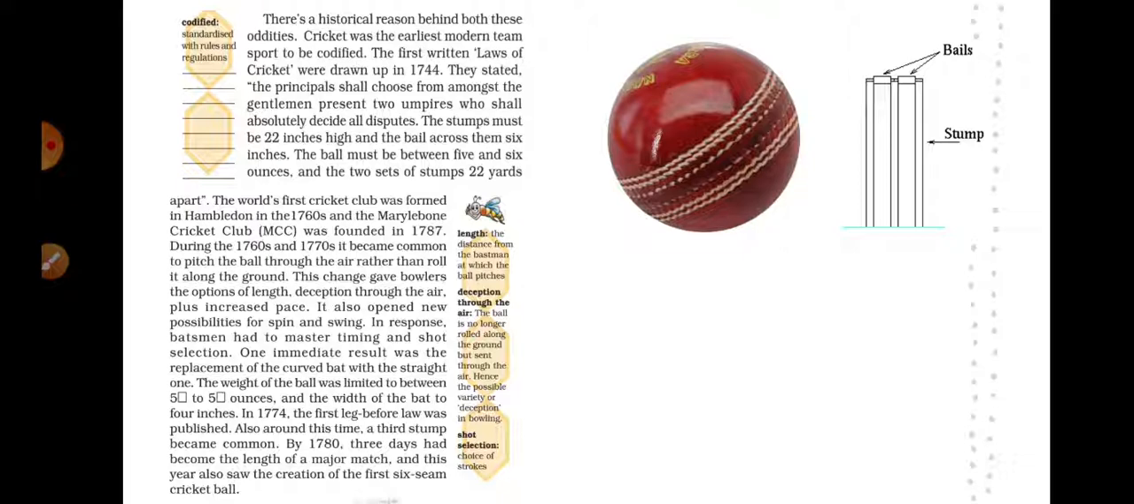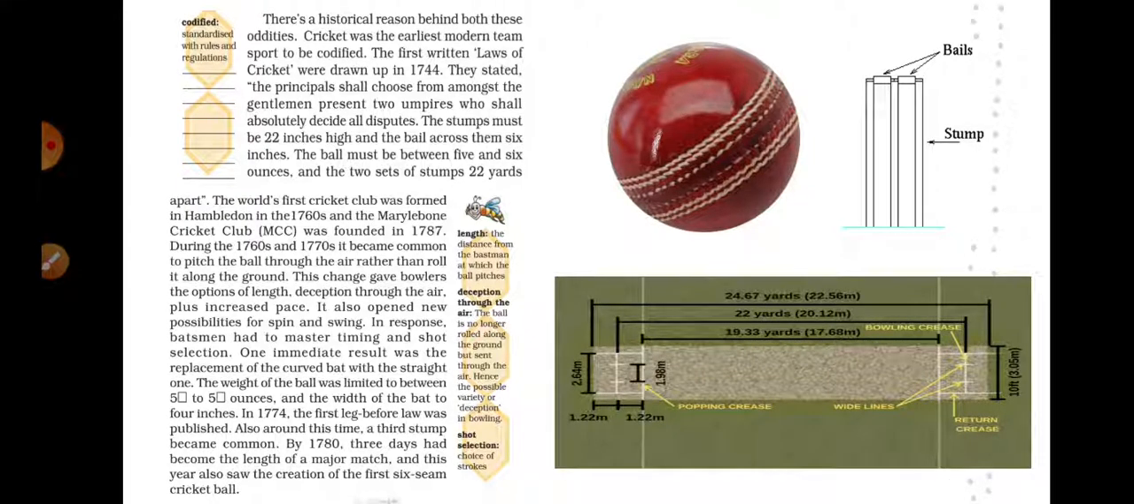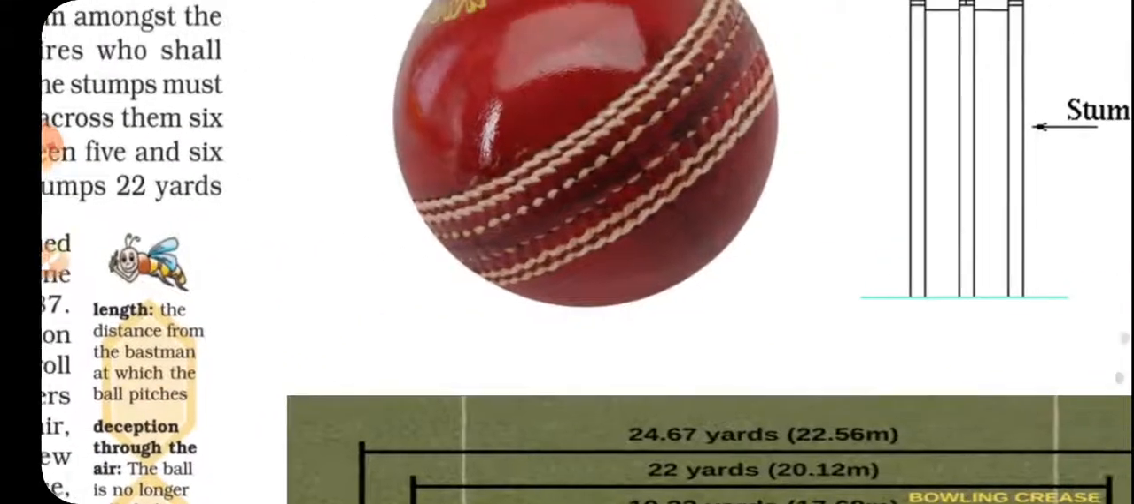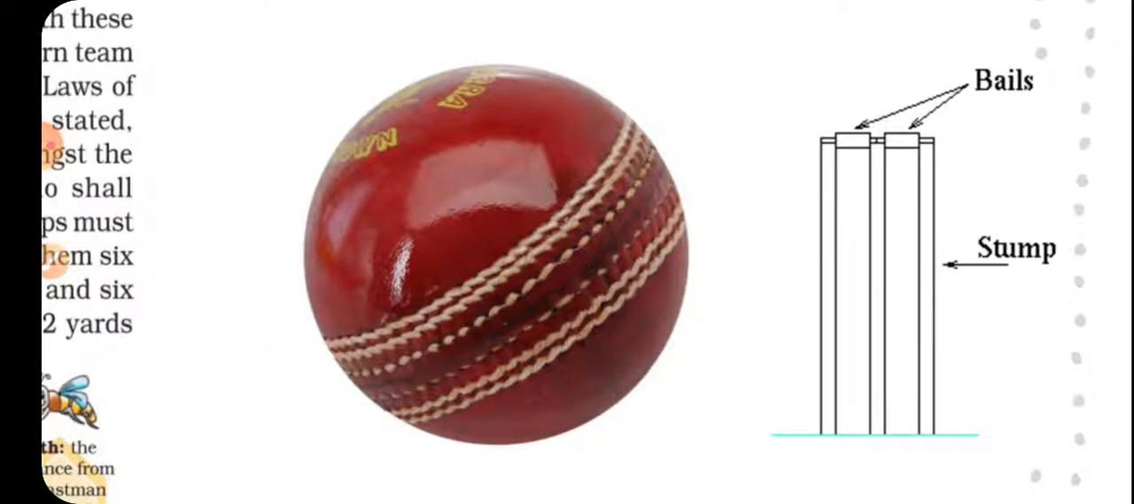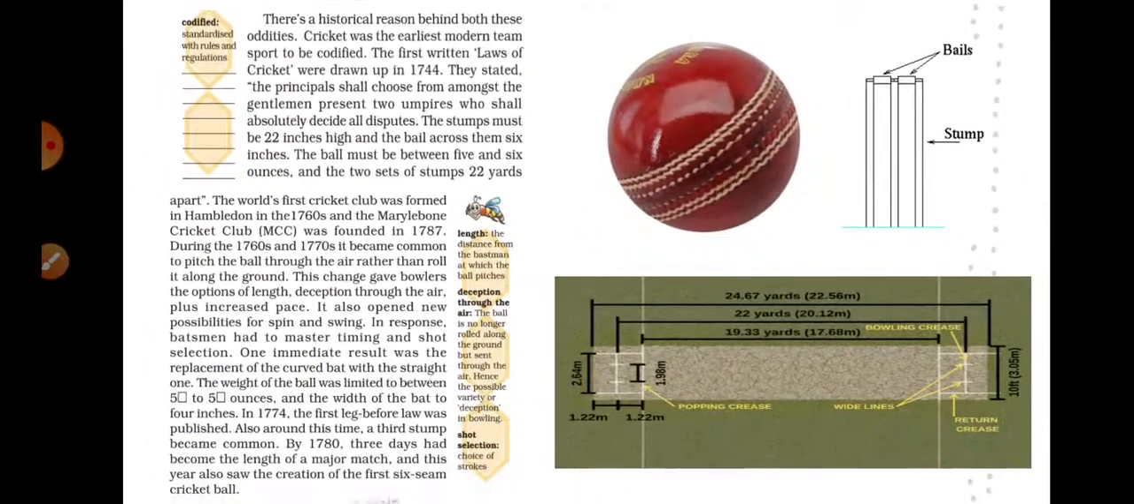And 1780 was also important for another reason, as this was the first time a six seam cricket ball was introduced. If you see the picture very clearly, you will be able to count six lines of stitches in the ball. That is why this kind of ball is called a six seam ball. And still, till nowadays, this kind of ball is being used.